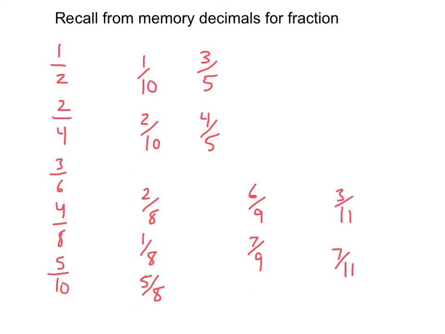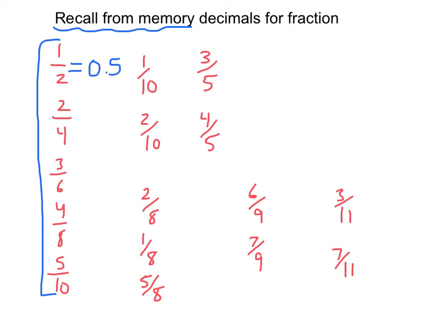We practiced some of the slick tricks to recall from memory decimals and their fractions. So one good trick is just to remember equivalent fractions. All these fractions are equivalent. We know 1/2 is 0.5. So that means we know 2/4, we know 3/6, we know 4/8, and we know 5/10, because they're all reducible. You can reduce them all to 1/2. They're all 0.5.